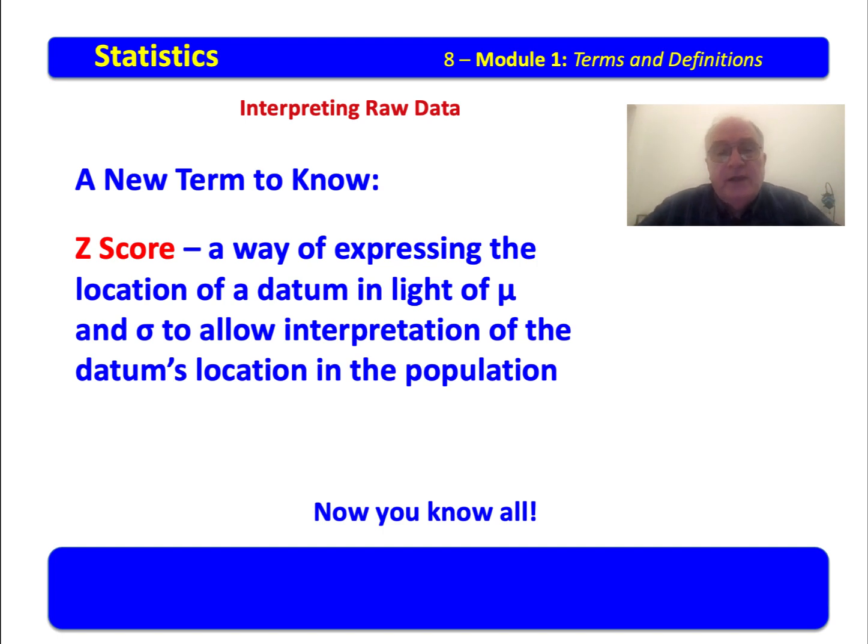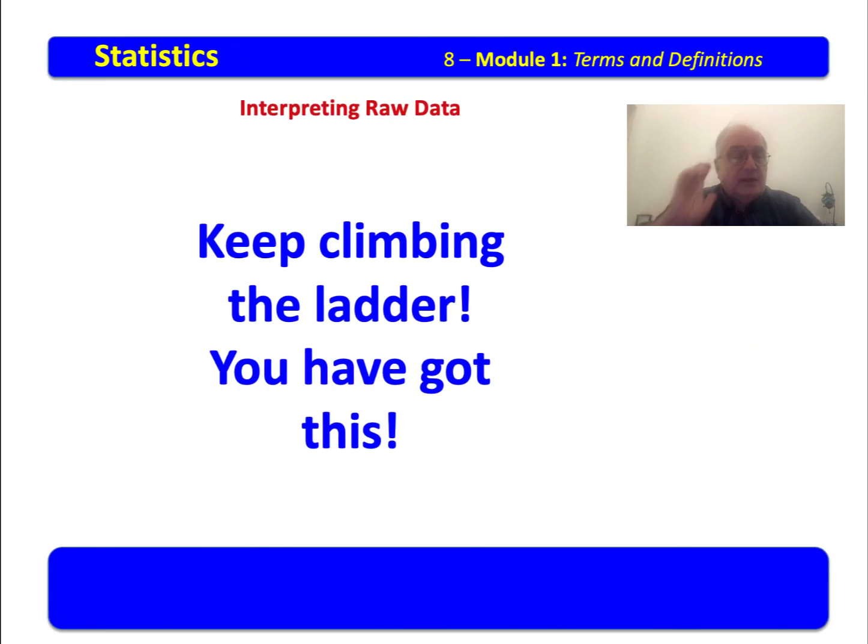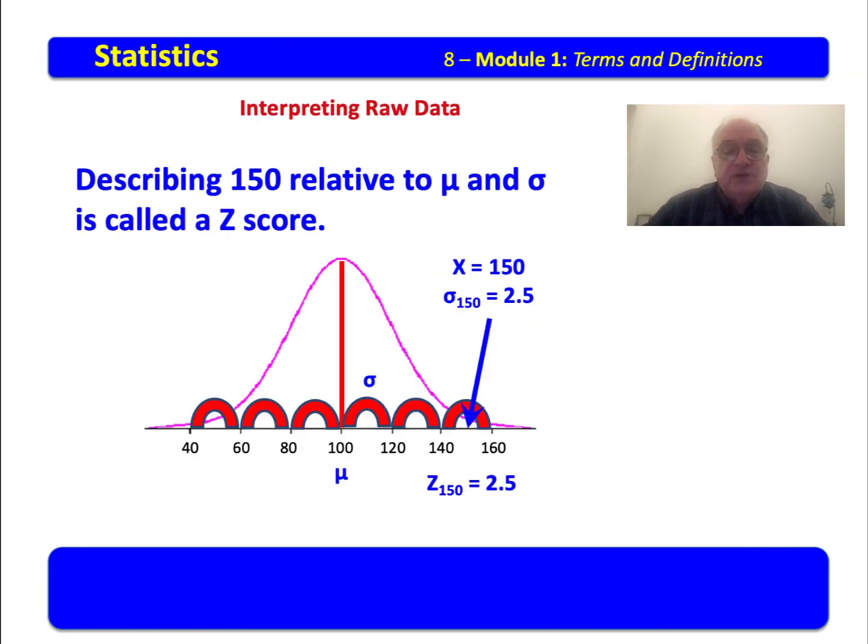A z-score is a way of expressing the location of a datum in light of mu and sigma to allow interpretation of the data's location in the population. Now you know everything. That really wasn't very hard, was it? Let's go back and look at it again. If we have just a raw value 150, it doesn't mean anything to us. But if we can say that it has a z-score of 2.5, that means its location is 2.5 standard deviations above the mean. If it had a z-score of negative 2.5, that means it's 2.5 standard deviations below the mean.